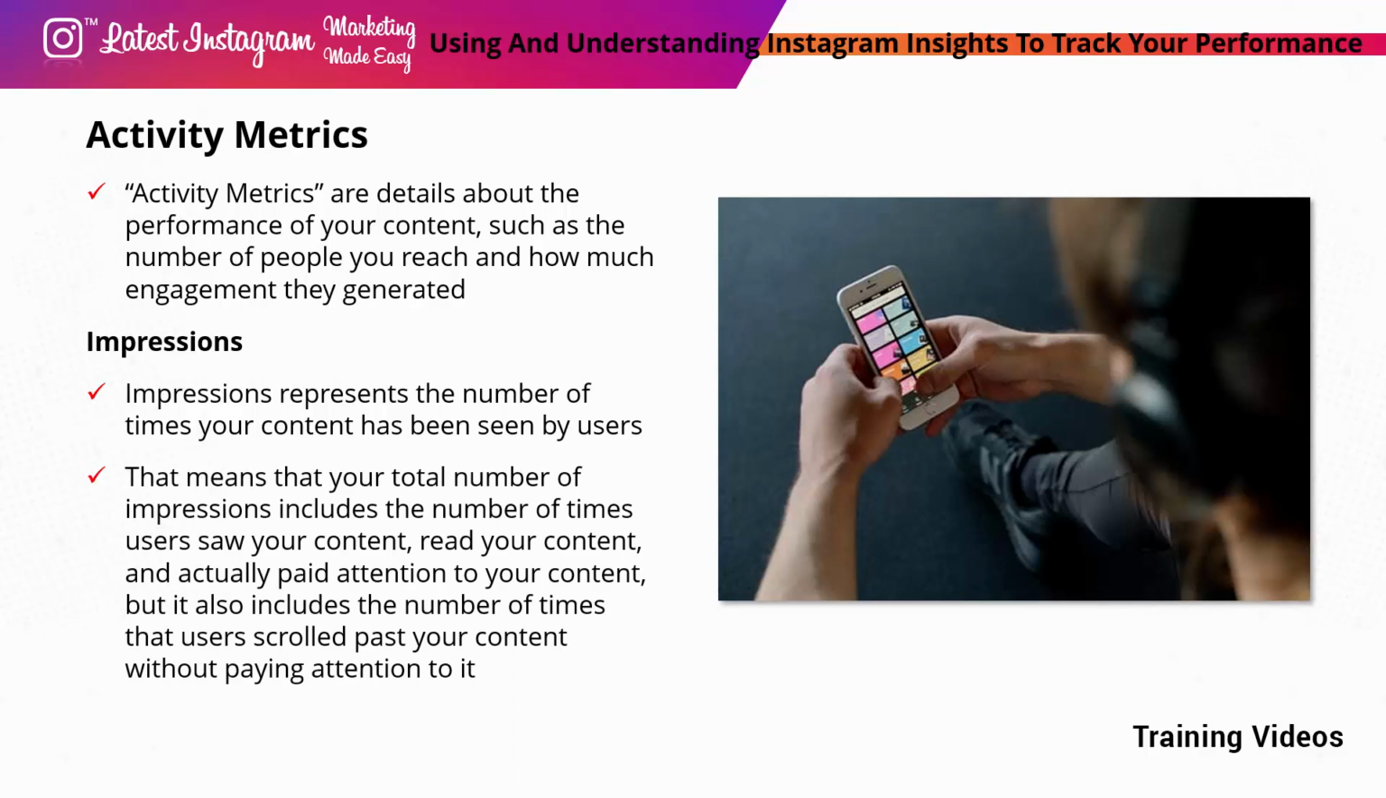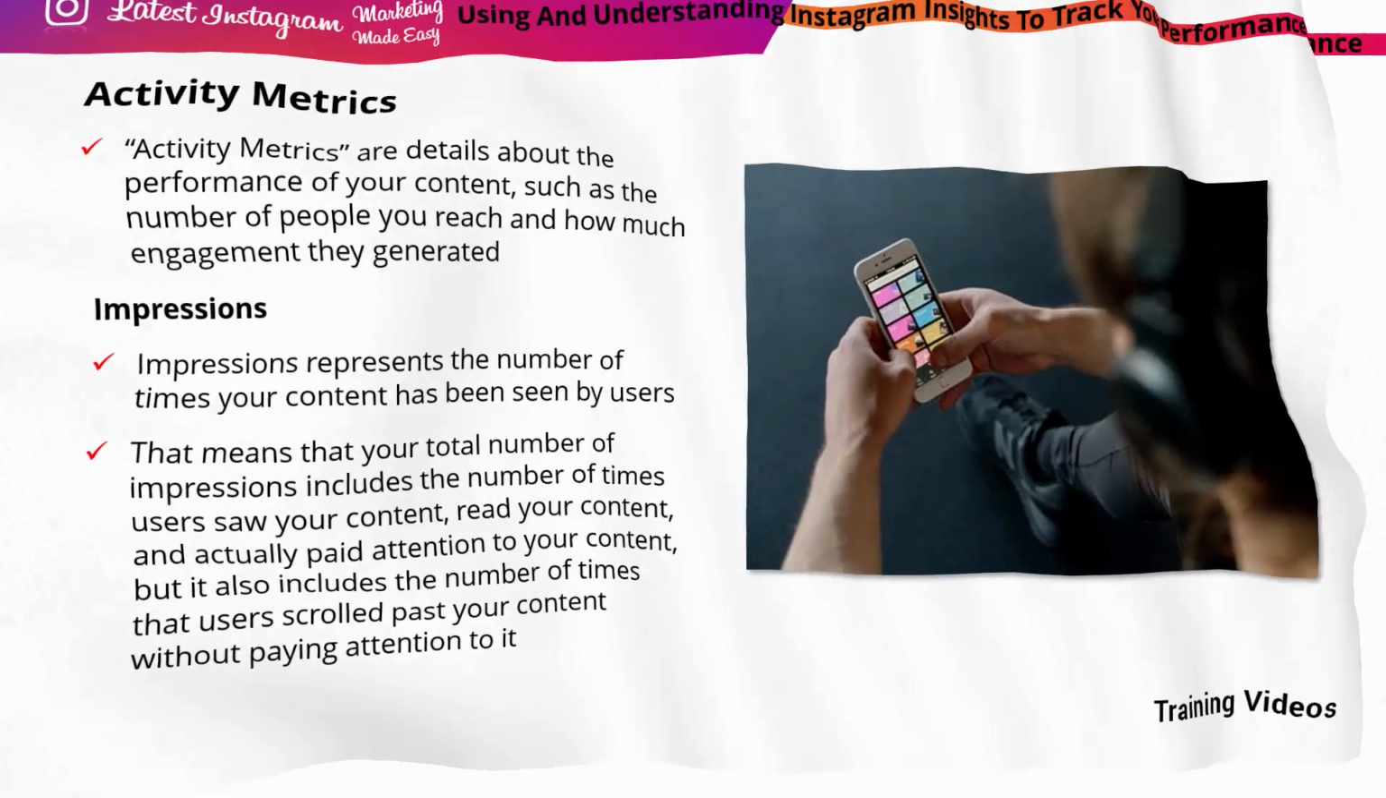That means that your total number of impressions includes the number of times users saw your content, read your content, and actually paid attention to your content. But it also includes the number of times that users scrolled past your content without paying attention to it. It also includes the number of times that people visited your profile or that saw your content through a direct message. In other words, you can use this metric to determine how many times people have seen your profile and your content across all possible placements.